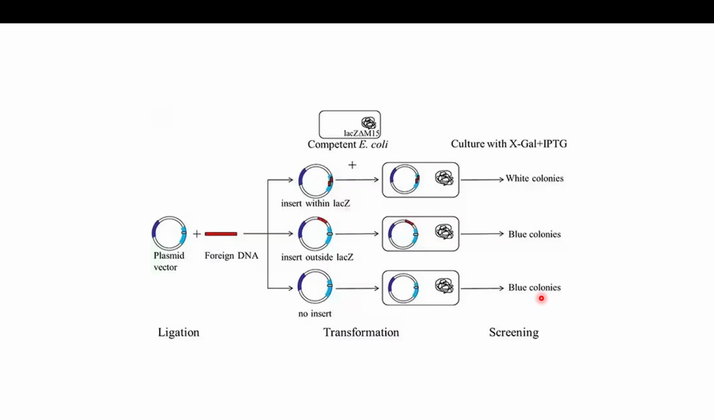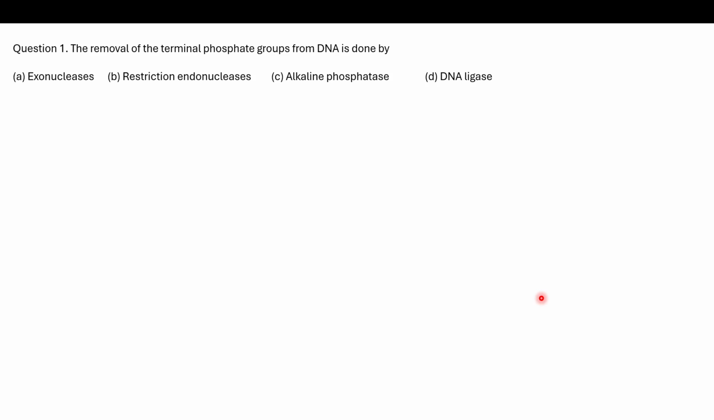So now let's move to the question answers. The removal of the terminal phosphate groups from DNA is done by, can anyone answer? We read about it in detail, extensively, in the few slides previously.